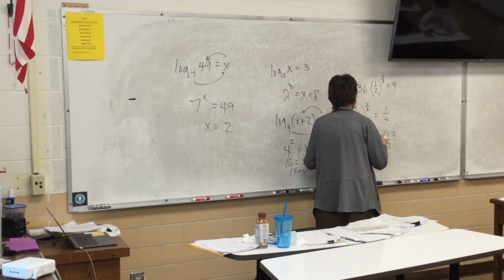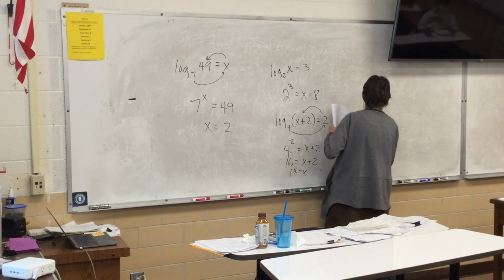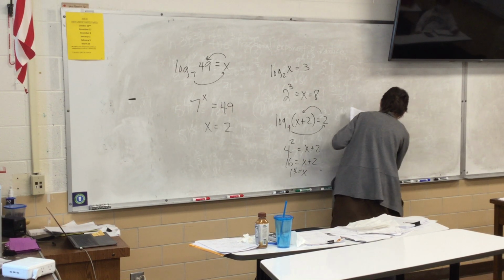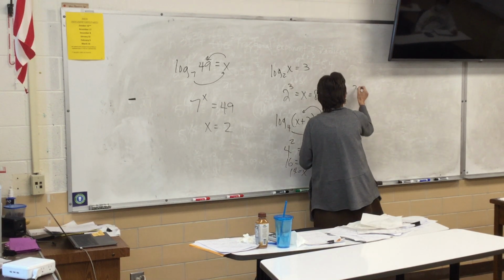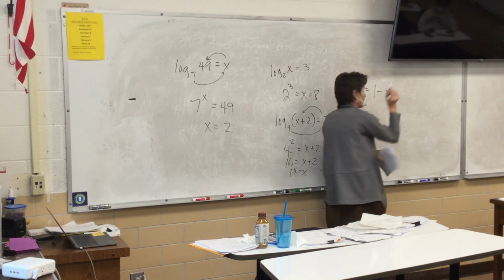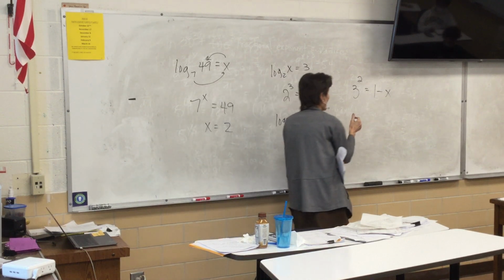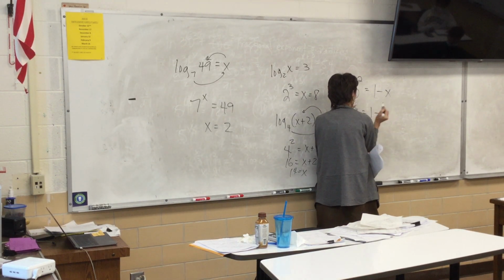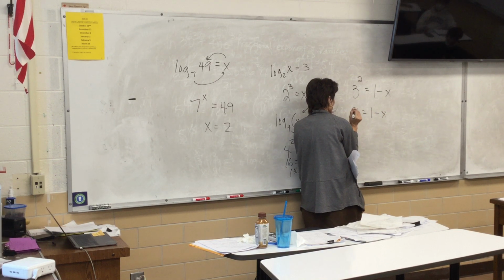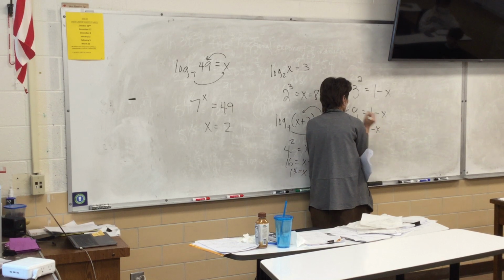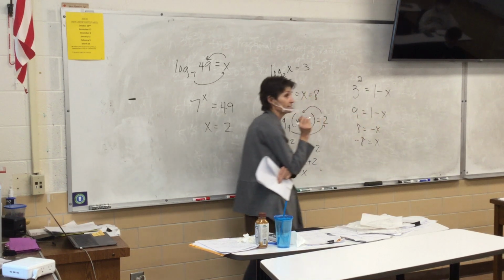Okay, what's m gonna look like when I loop-de-loop it? Ollie, what is m gonna look like when I loop-de-loop it? Say it again. Yep. Everybody in agreement with Ollie? So 9 equals 1 minus x. So if I subtract 1, and then multiply or divide by a negative, I got negative 8.